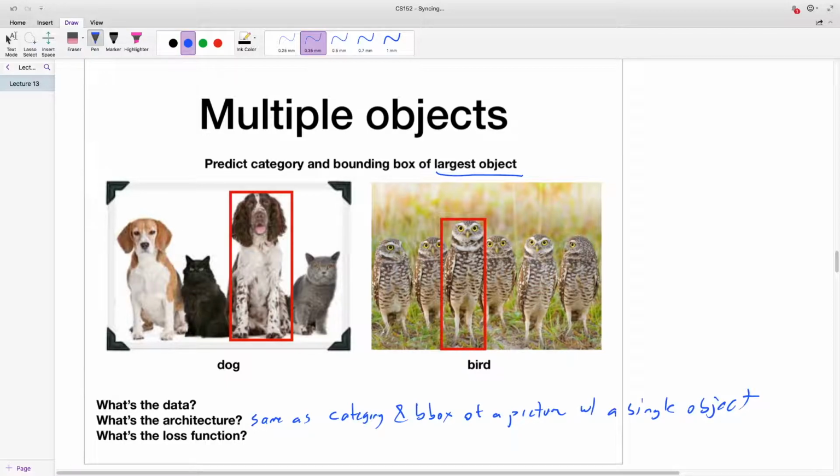So let's just back up 20 seconds. It's the same as the category and bounding box where we had a picture with a single object in it. So we'll have 20 categorical softmaxes and 4 ReLUs maybe, or maybe we want to use sigmoid because if we want a number between 0 and 1, which is the fraction of the total image, then sigmoid's a good choice. If we want a number between 0 and let's say 224 because that's the image size, what's a good way to get a number between 0 and 224?